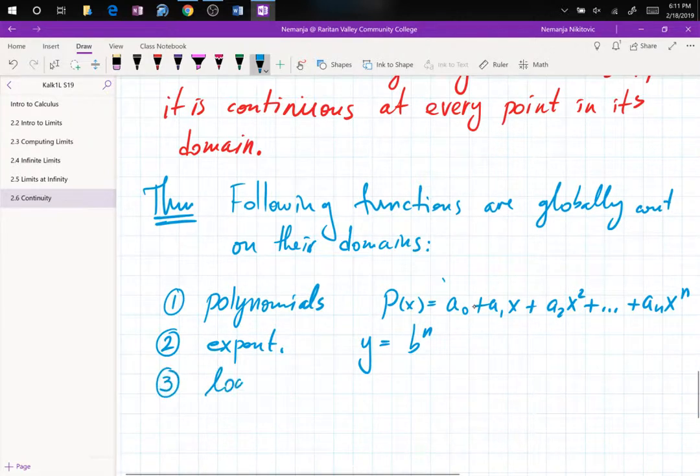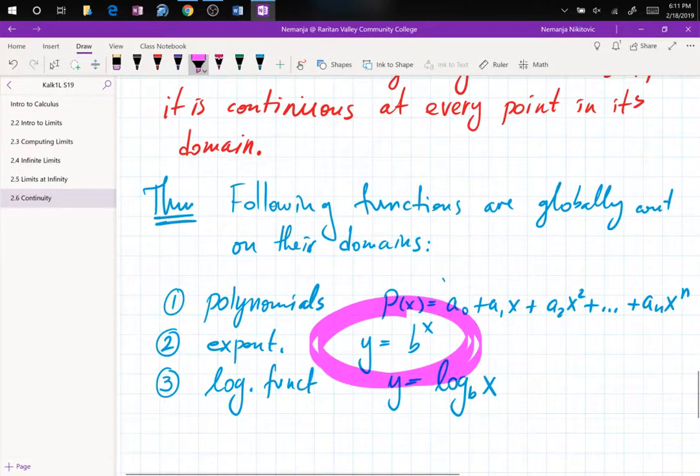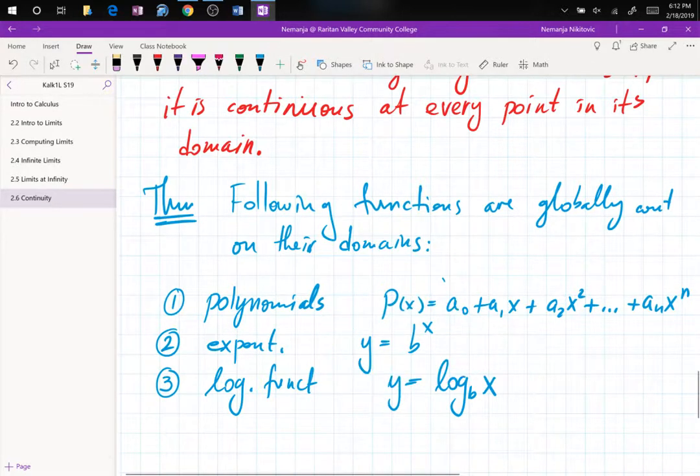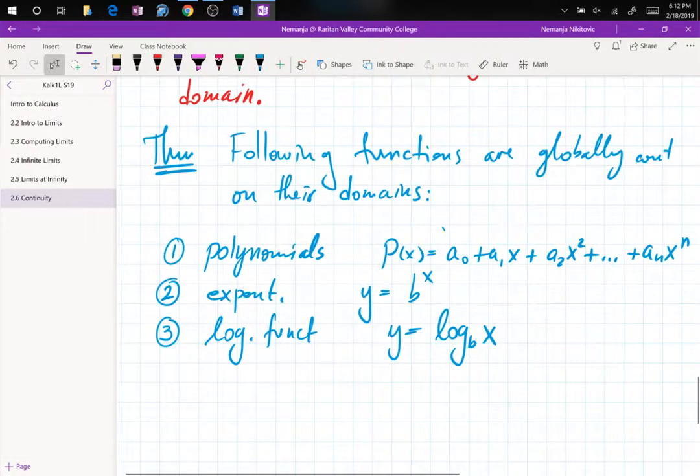Number three, logarithmic function. Y equals log base b of x. I changed here to b to the x to be consistent, where x is the independent variable. So log function. Log function is continuous.